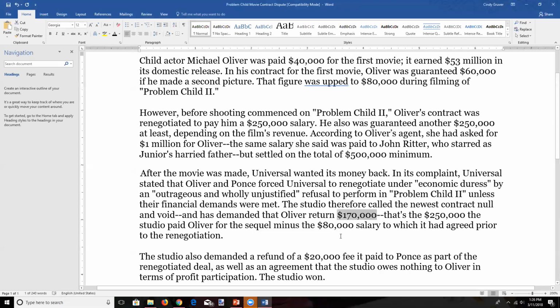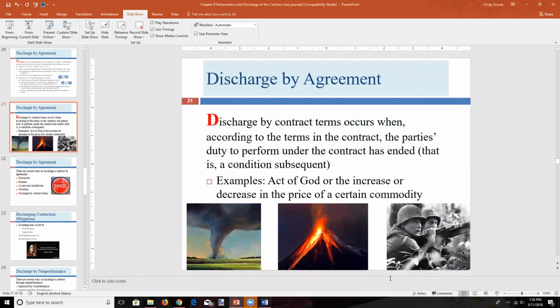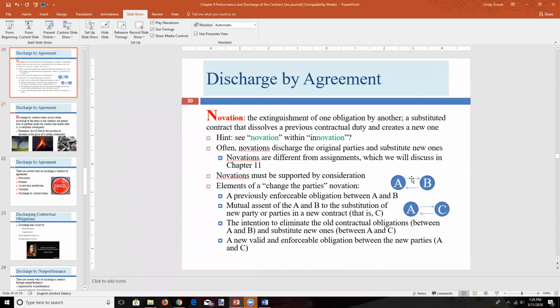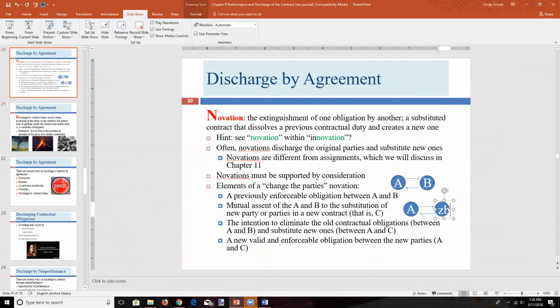So this is another example of a novation. This one isn't a change the parties novation. Let me go back to our picture here. We have A and B, and then we still have A and B, but now the parties have different duties. So now A had to pay $80,000, and now A is going to have to pay $250,000. So in order for this change or this novation that requires more pay to B, B has to also have to do something more. Since there was nothing more that B was going to be doing under this novation, it was null and void.